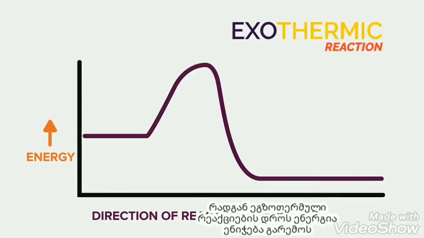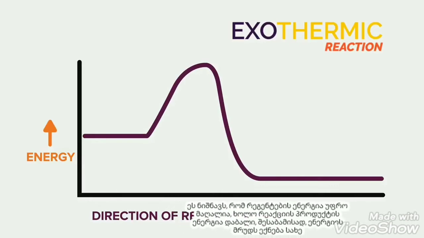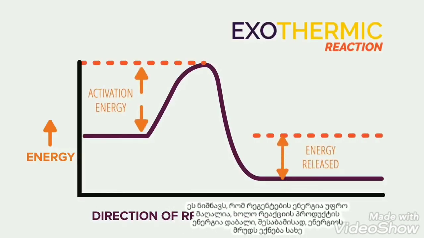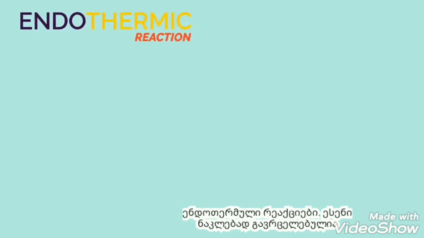Because in exothermic reactions energy is given out to the surroundings, the energy of the reactants is higher than the energy of the products. Hence the energy curve for exothermic reactions will look like this. Now let's have a look at endothermic reactions.